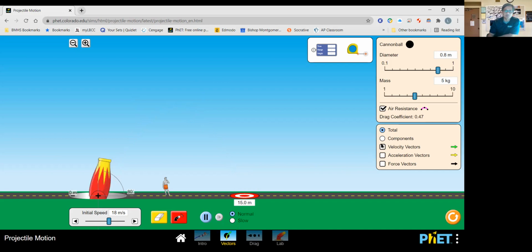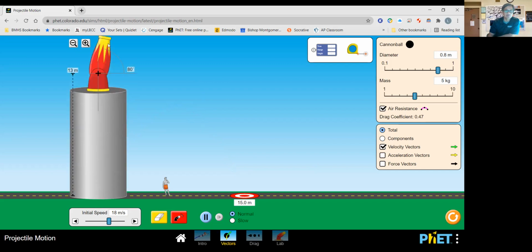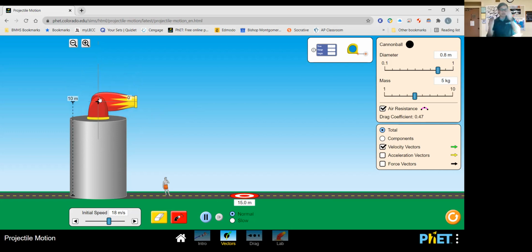However, we can also consider an object to be in projectile motion if we take the object and push it up on a cliff. We elevate it, and then we launch it from this point. We're not going to launch it from the point on the ground. We're going to raise our platform above the ground. So here we've raised the platform up a distance of 10 meters above the ground.